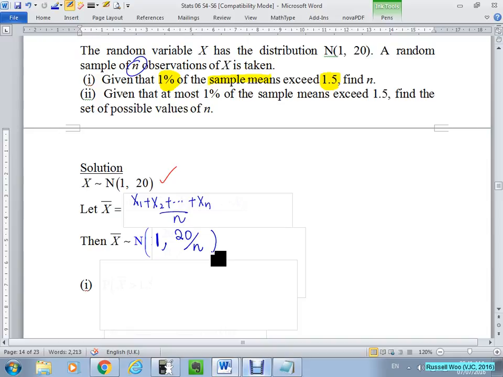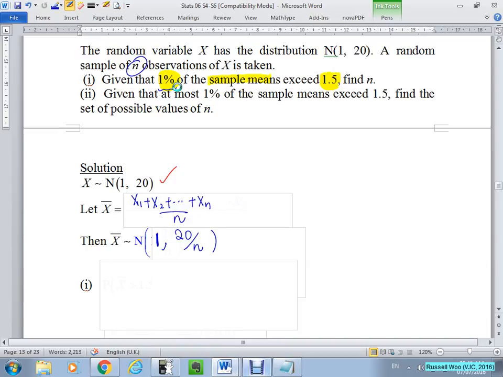Okay, actually I should have covered that one. I shouldn't print that line for you. The most important line is the next line, which is in black. Printed for you already. Given that 1% of the sample mean, we should be able to translate this info into a probability statement. Alright, 1% of the sample mean exceed 1.5 actually means that the probability that the sample mean exceed 1.5 is 0.01.